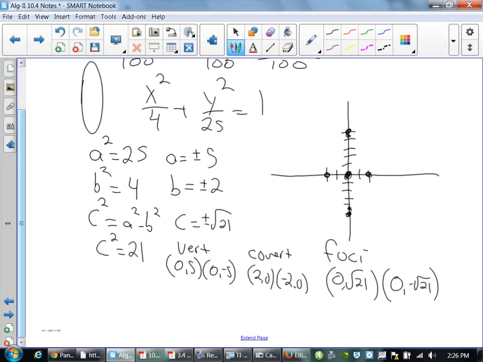If your center winds up being at 2, 3, and the C value was root 21, and I'm moving it left and right, my C value would be 2 plus root 21, and that's what I would write it as. Okay? You're going to see that it's going to be very, very easy when we shift these things through. It's just getting used to the labeling of stuff that takes the longest.